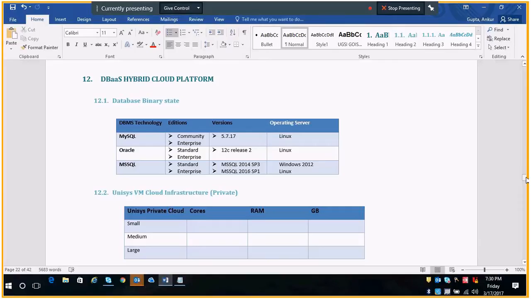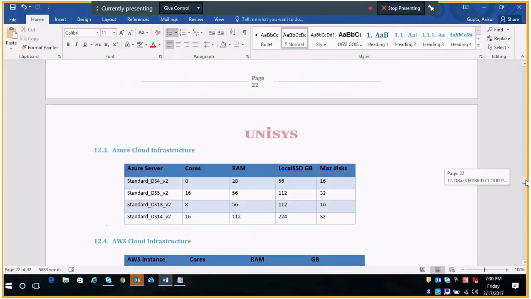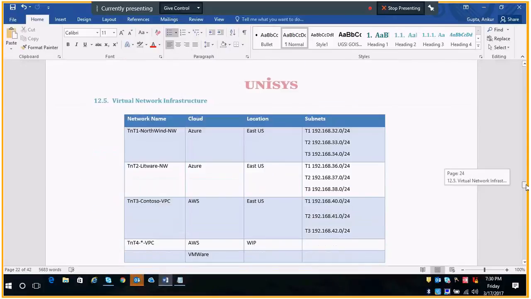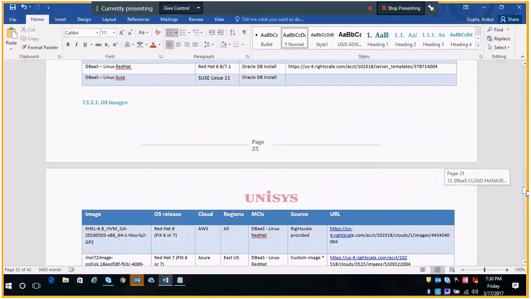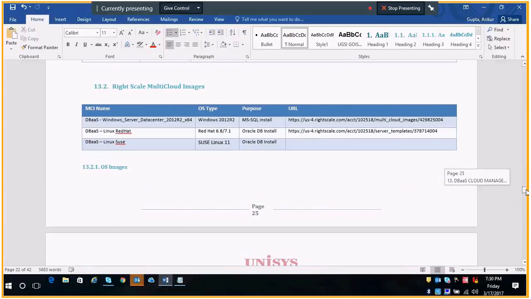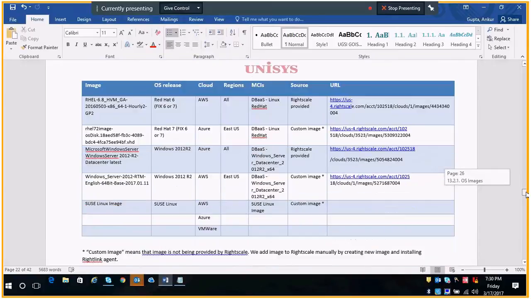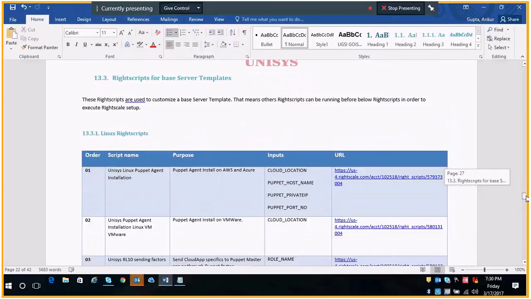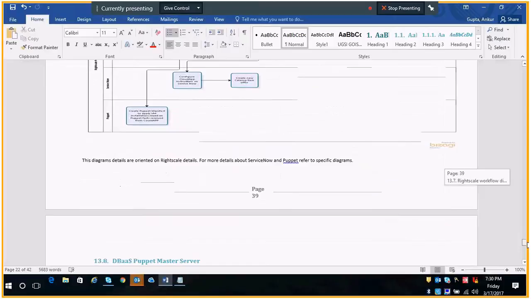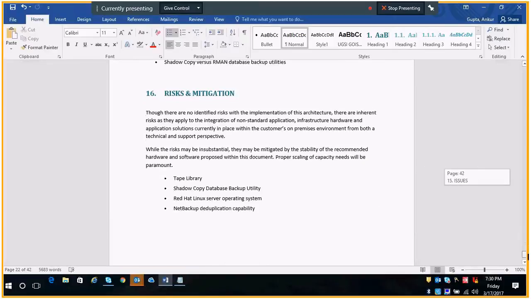And then we have your technology continuum. It has to be detailed out. And then your cloud management platform, what is my binary state, and then my VM, small, medium, large, Azure, and Amazon. Likewise, I'll share this document with you. All these RightScale images, linkages to all the templates have been created. So this way you can use it. And last but not the least is about your own issues and risk mitigation part.